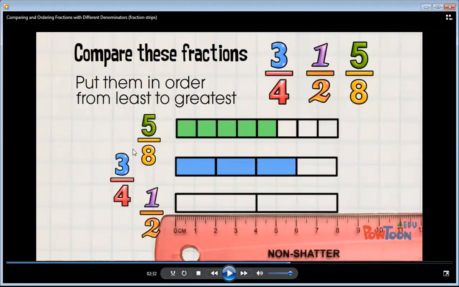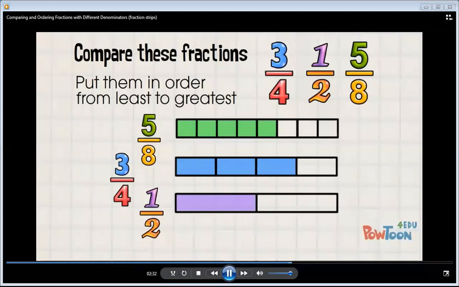First one, because I have 8 in the denominator, we have to divide it into 8 equal parts. And 5 out of 8, that means we have to color 5 out of 8. Second one, 3 out of 4, so we have 4 in the denominator, so we have to cut or divide it into 4 equal parts. And shade or color only 3. 1 out of 2, divide it into 2 equal parts and shade only 1.